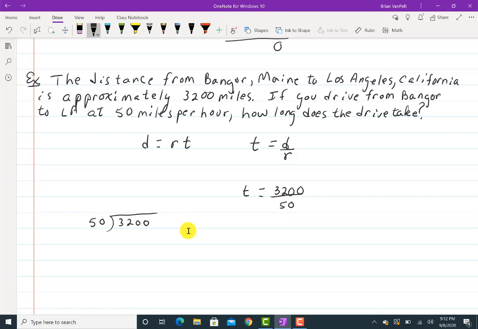Well, 50 doesn't go into 32, but it does go into 326 times. And then I'll subtract and bring down to 0. 50 goes into 200 exactly 4 times. So the answer to this problem then is 64 hours.